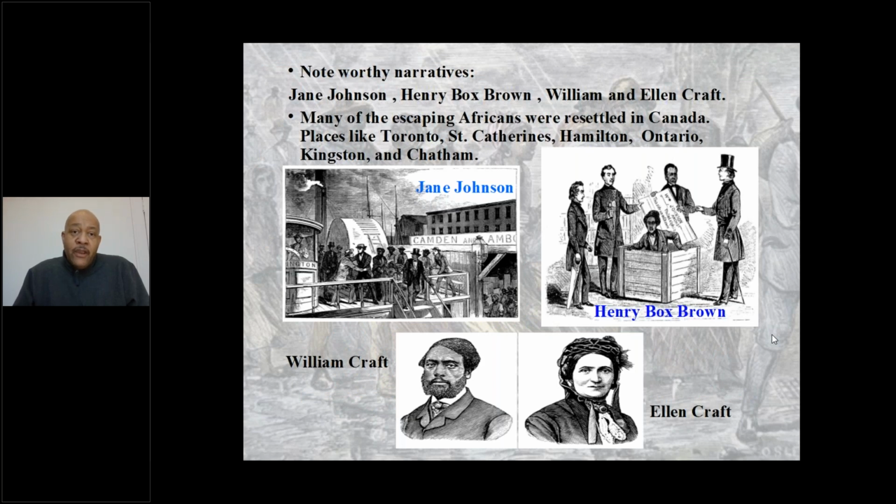Some of the noteworthy narratives are phenomenal things to read about, and they're well known, but they're really interesting to read. The ones about Jane Johnson, Henry Box Brown, and William and Ellen Craft are just a few of the ones that I talk about. Jane Johnson was traveling with her owner, who was an ambassador in Nicaragua at the time. She gets a note to William Still at his office saying that she wanted to be free. William Still goes down to the docks in Philadelphia with his friends. They whisk this woman away right in front of the owner.